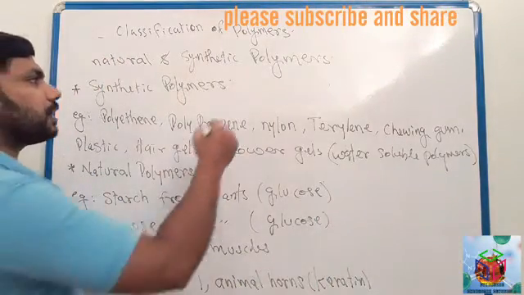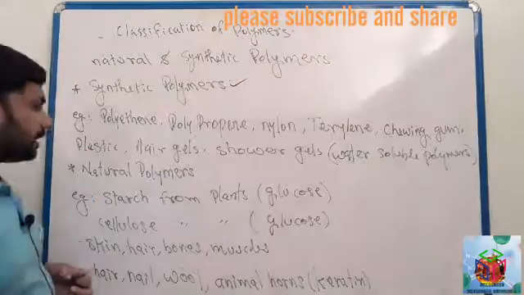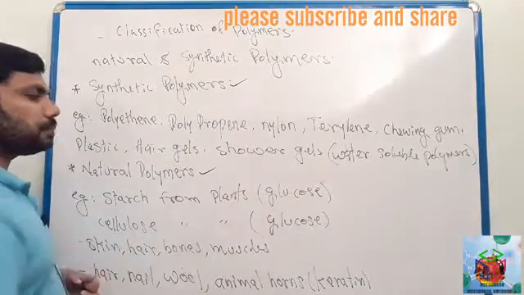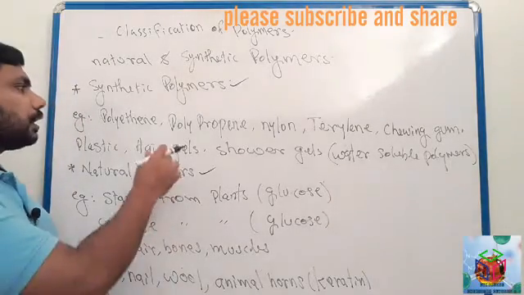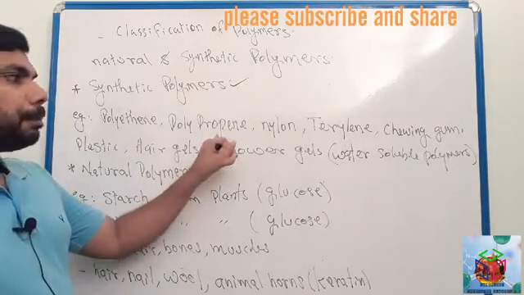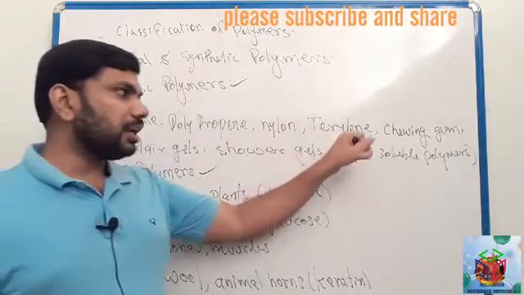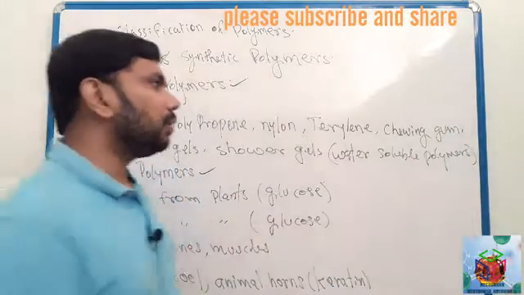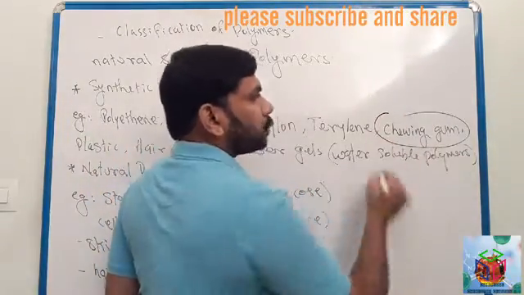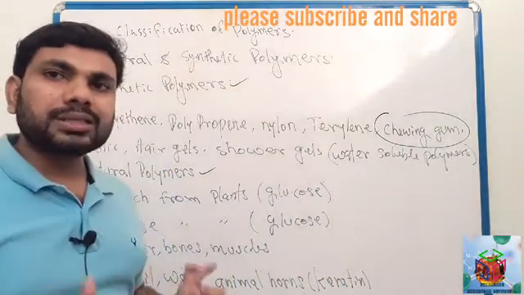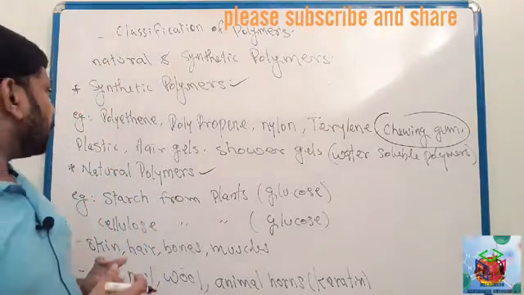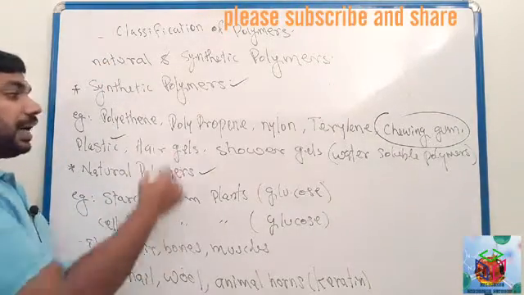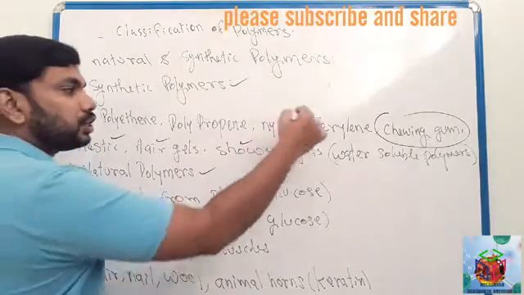We have two different types of polymer, synthetic polymers and natural polymers. Look here, polythene, polypropene, nylon, terylene. Also look here, chewing gum. Chewing gum is also one type of polymer. It is a synthetic polymer.